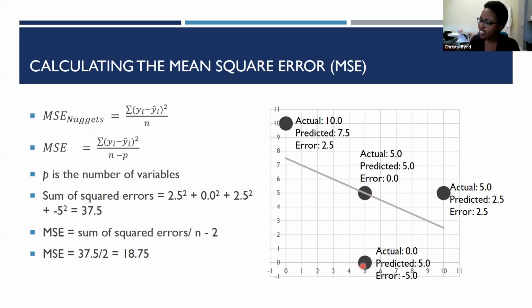But for this kid down here, they watched 5 hours of TV, and we predicted that they would get a 5 on the quiz. They got a 0, so we definitely overestimated their quiz grade here. And then for this kid, we predicted that they would get a 2.5 on the quiz, but they actually got a 5, so we under-predicted their score. So we got an error for each one, and we squared all of those.